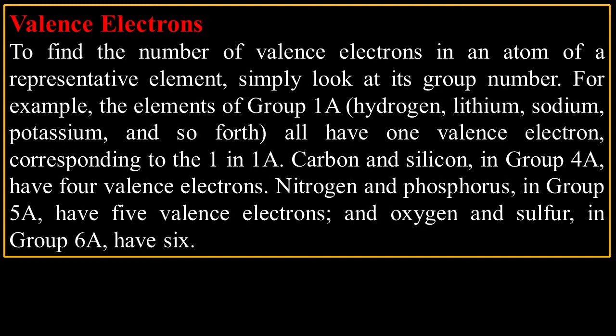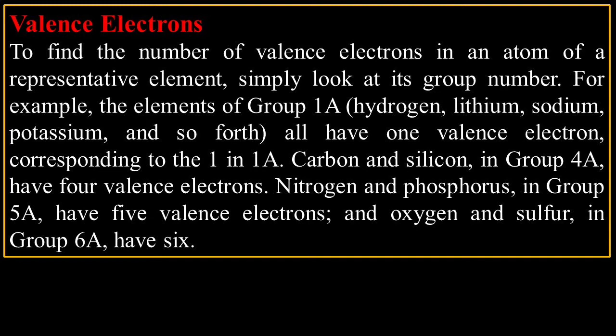For example, the elements of group 1A, hydrogen, lithium, sodium, potassium, and so forth, all have 1 valence electron, corresponding to the 1 in 1A. Carbon and silicon in group 4A have 4 valence electrons. Nitrogen and phosphorus in 5A have 5 electrons, and oxygen and sulfur in group 6A have 6.